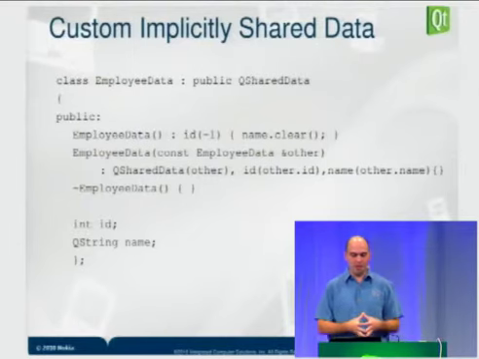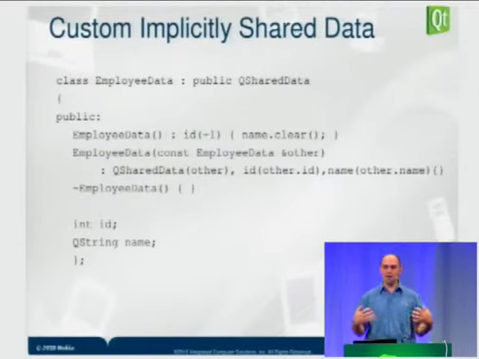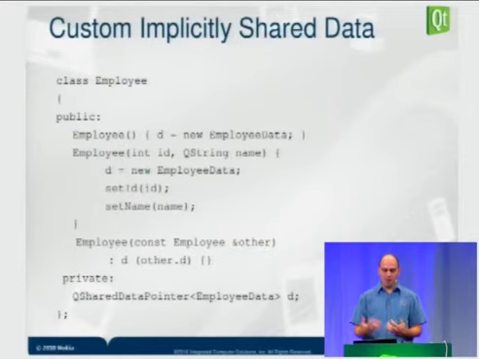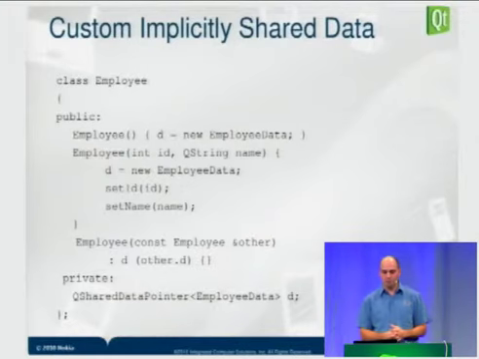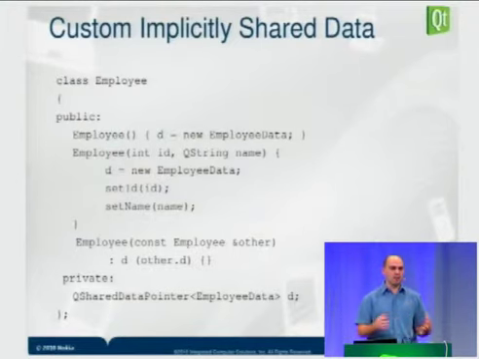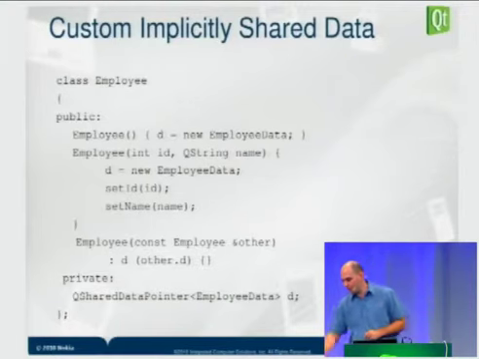Here we call it Employee. And what this is going to do is going to be the wrapper API for EmployeeData. And EmployeeData here is wrapped in a QSharedData pointer. And any time that we modify that private variable d, it is going to go ahead and detach and actually make a copy. However, in our copy constructor, we just say that pointer is equal to the pointer that we're being copied from.